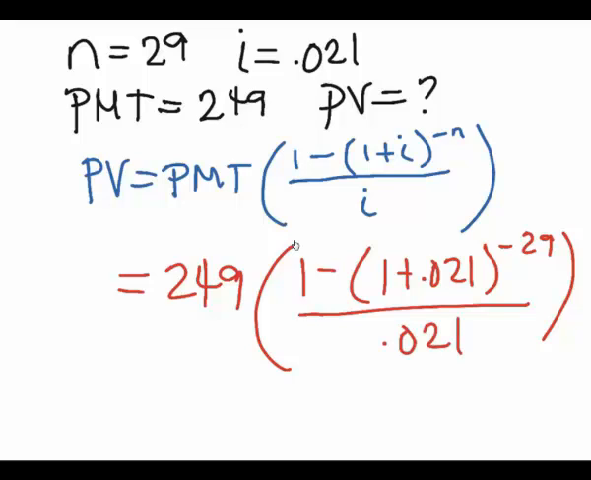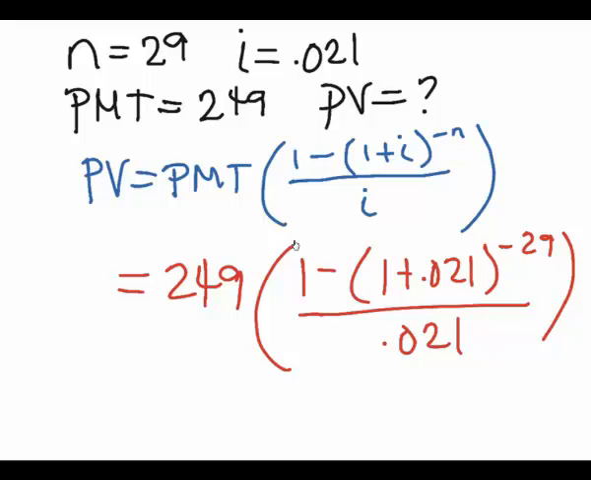0.021. Now, if you don't have a TI-83/84 calculator, you just have a basic scientific calculator, then you're going to want to do this piece by piece, and I'm going to walk you through that. First, go ahead and do 1 plus 0.021. Then you're going to raise that answer to the negative 29th power, and I get 0.54734. I'm going to take 1 minus that.